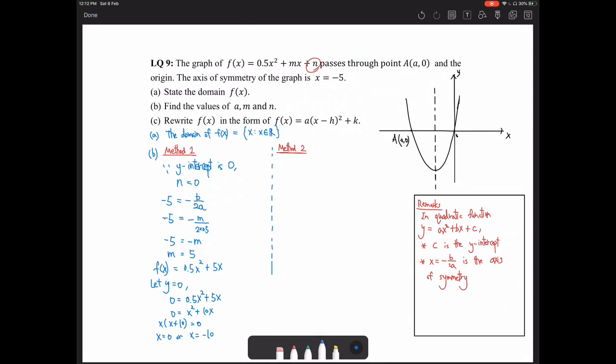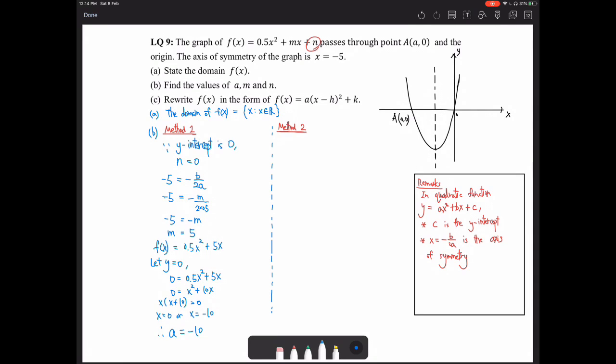Okay, so what does that mean? That means the x-intercepts will be 0 and -10, right? But we know the parabola already passes through the origin. So that means a is equal to -10. This is method 1.